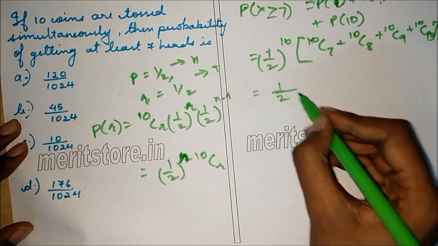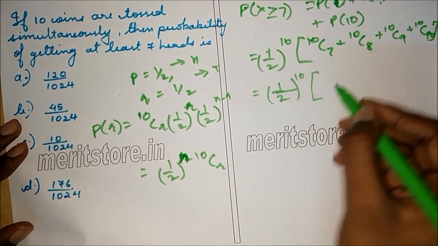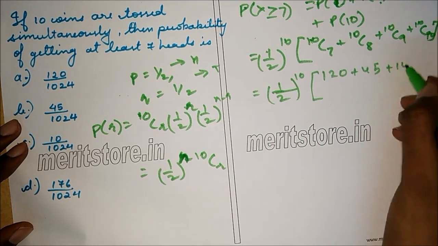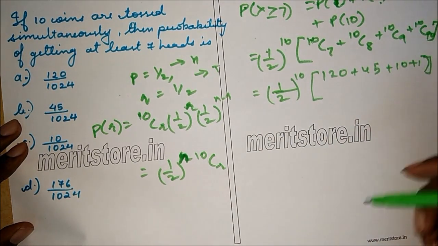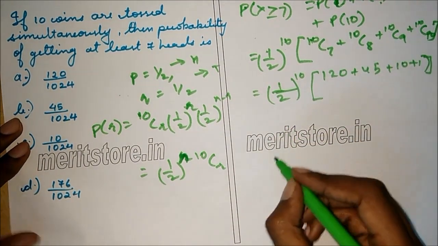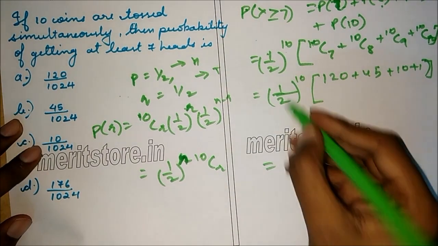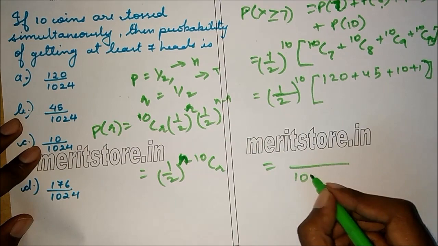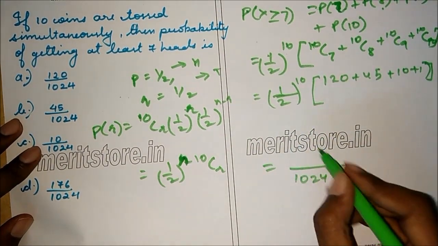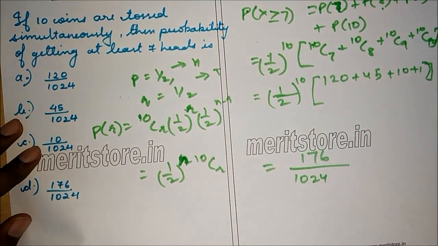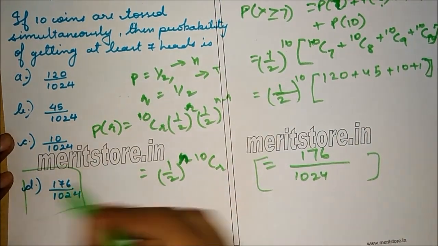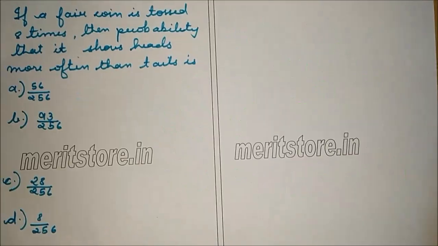So 1 by 2 raised to 10, 120 plus 45 plus 10 plus 1. So this will be, 2 raised to 10 is 1024. So 1024. Sum of this is 176. So answer is D, 176 by 1024.